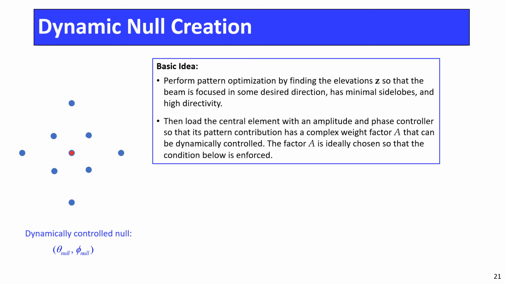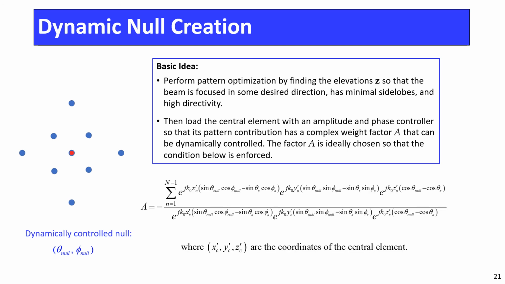Then to achieve a near null pattern value at some direction theta null, phi null, we load the central element with an amplifier that controls its current amplitude and phase. This amplifier gives us a degree of freedom, a complex number A that can be algebraically computed so that the pattern magnitude at the given direction is exactly 0, resulting in this value of A, or as a solution of the nonlinear equation where we equate the pattern magnitude at the given direction to minus 40 dB. For some null directions, this amplifier has no significant effect on the side lobe levels and directivity.